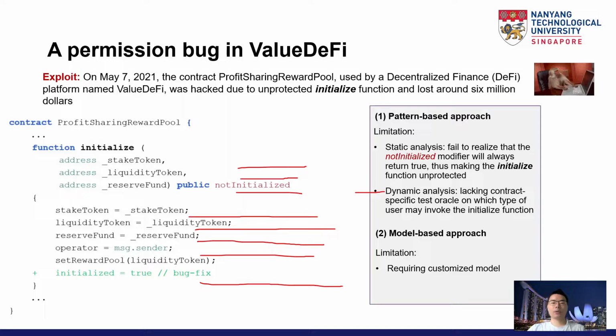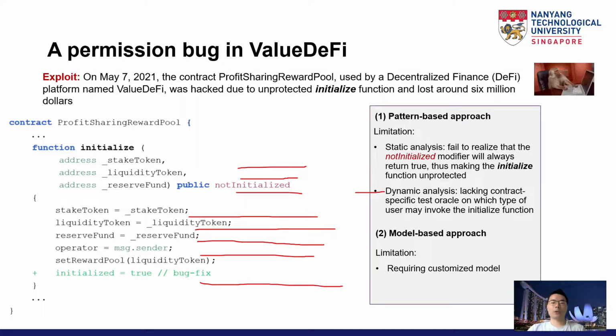The pattern-based approach can be divided into static analysis and dynamic analysis. Static analysis would check if there's any modifier to protect the smart contract. However, the initialize function is protected by the modifier notInitialized. Static analysis fails to realize that the notInitialized modifier will always return true, thus making the initialize function unprotected. Dynamic analysis needs predefined test oracles. However, it lacks a contract-specific test oracle on which type of user may invoke the initialize function.